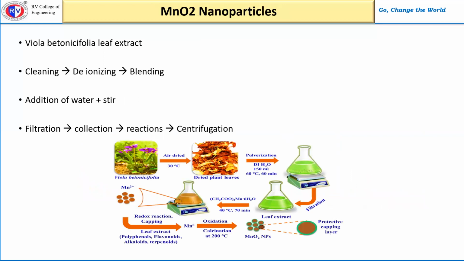The next one is manganese oxide nanoparticles. So the precursor material is leaf extract of a plant called Viola betonicifolia. The methods are similar: cleaning, deionizing, blending, and addition of water, some reactions at particular temperature and, sorry, pH, and later filtration, collection, reaction, and centrifugation. You can see the flow diagram of the process.